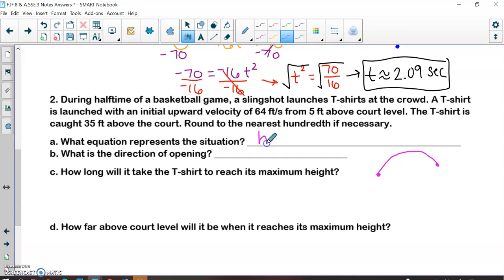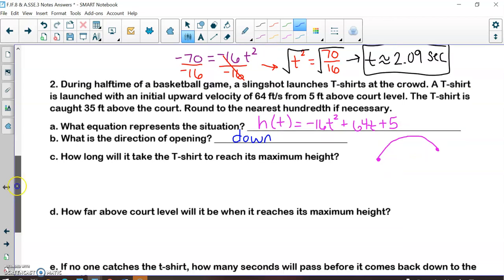The equation would be h of t is equal to negative 16t squared plus your initial upward velocity times t plus where it started, which it started at 5 feet above court level. The direction of opening, since my a value is negative, is down.